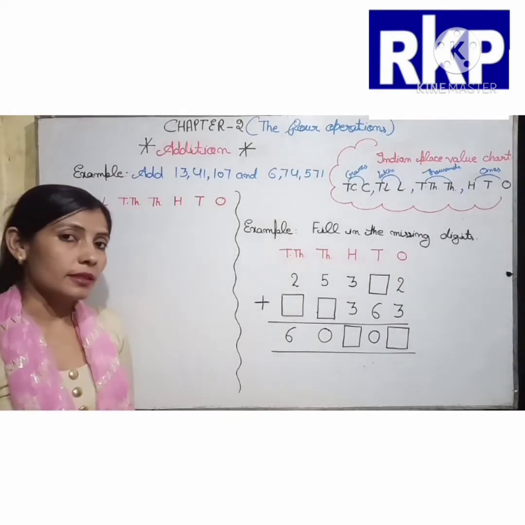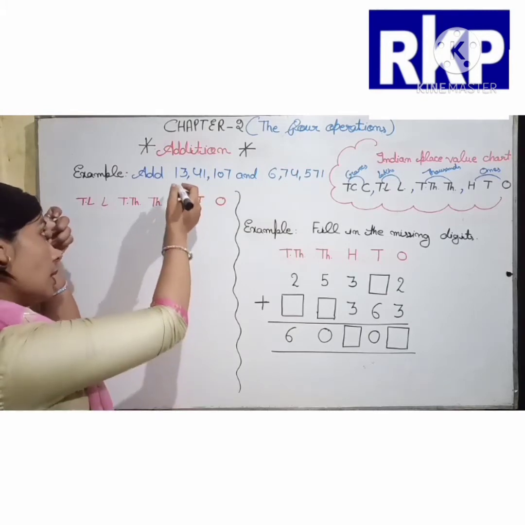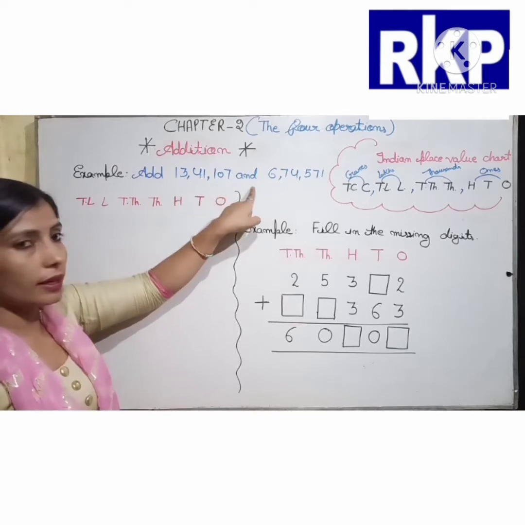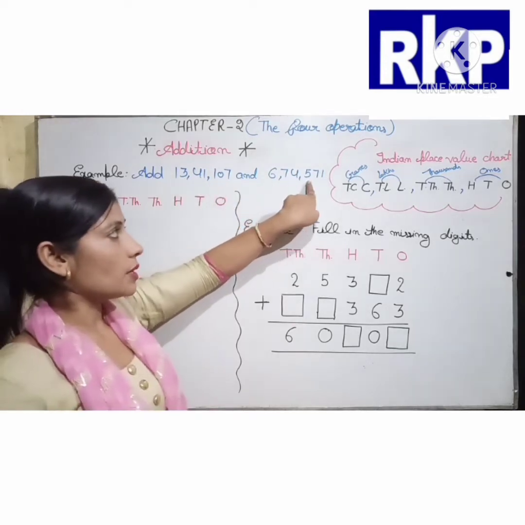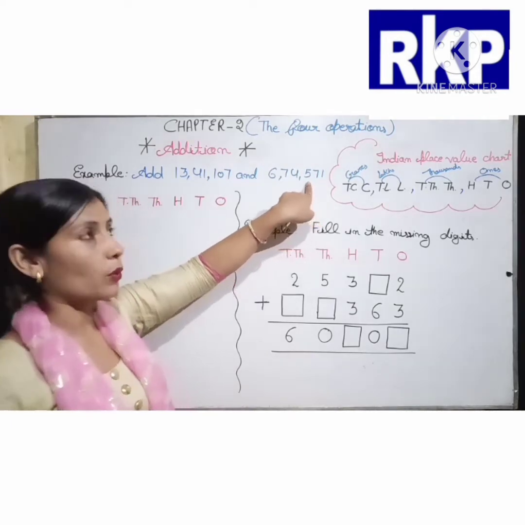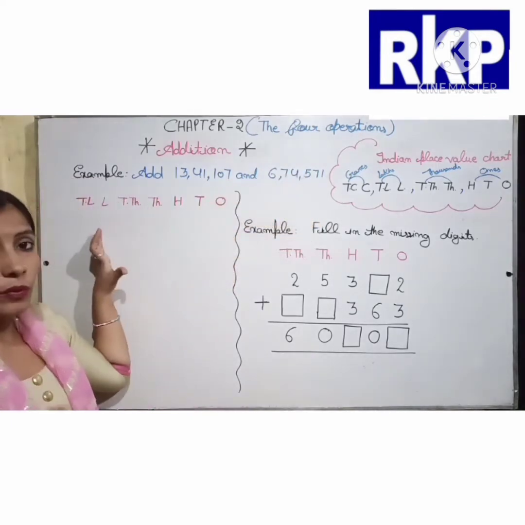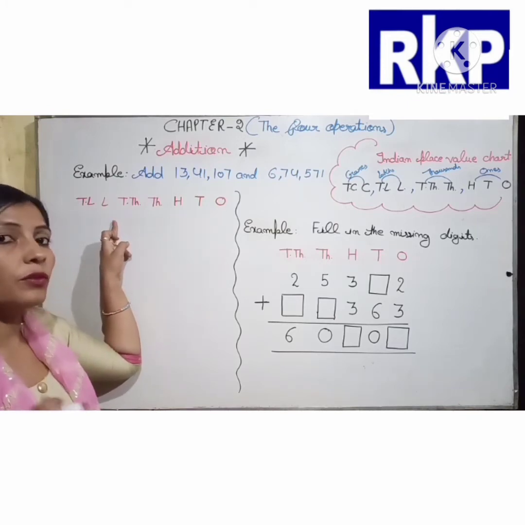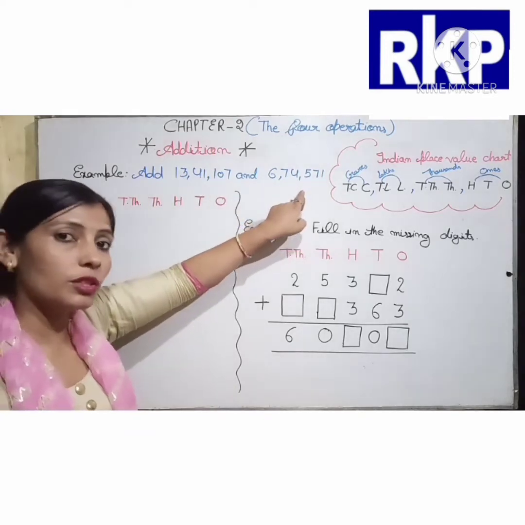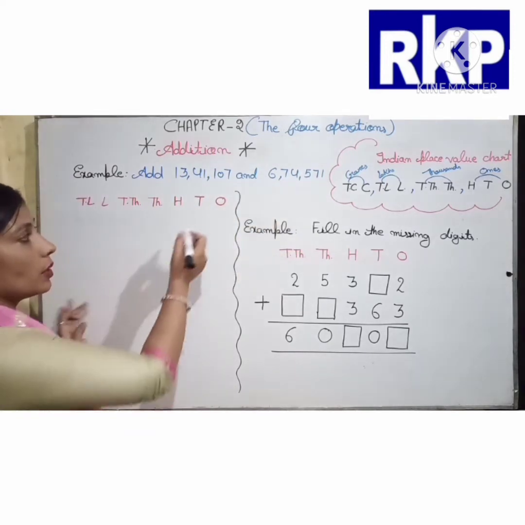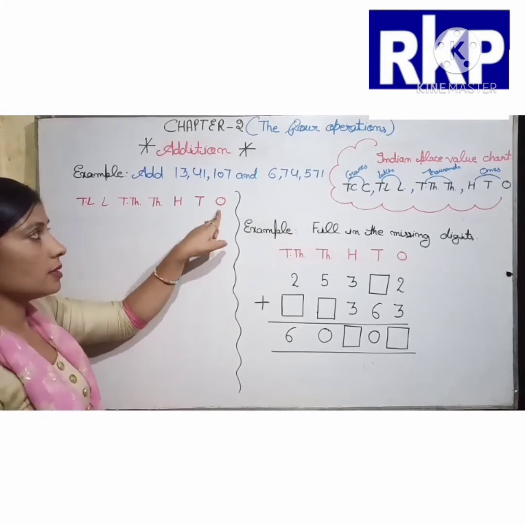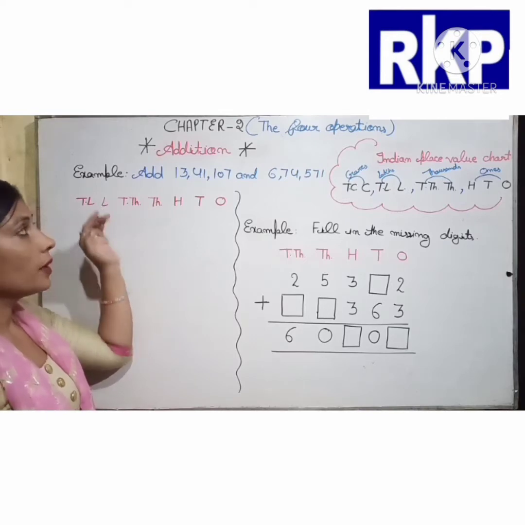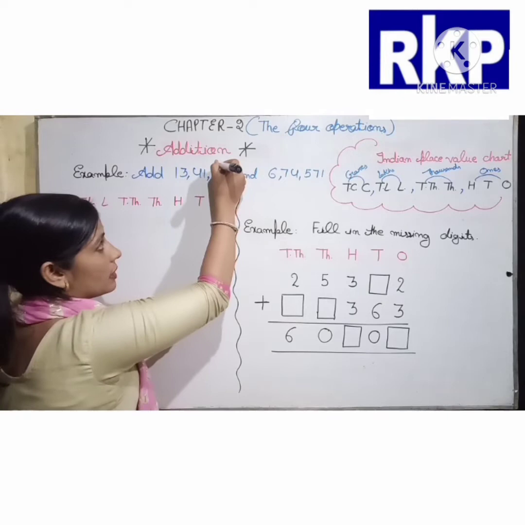Now students, let us see how we can add large numbers. Here we have to add 13 lakhs 41,107 and 6 lakhs 74,571. So beta, first of all we have to write places, and then arrange these numbers according to their places. Here I have already written places: ones, tens, hundreds, thousands, 10,000, lakhs and 10 lakhs. Now first of all we have to arrange this number.